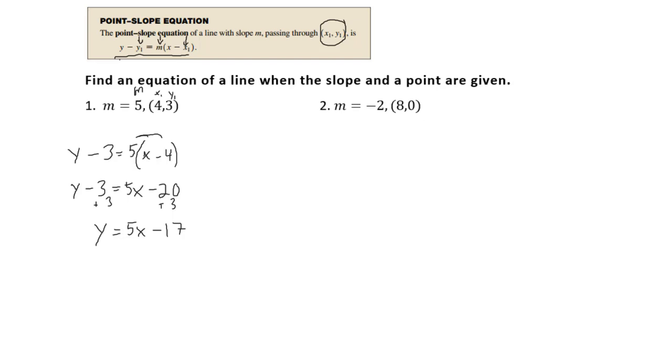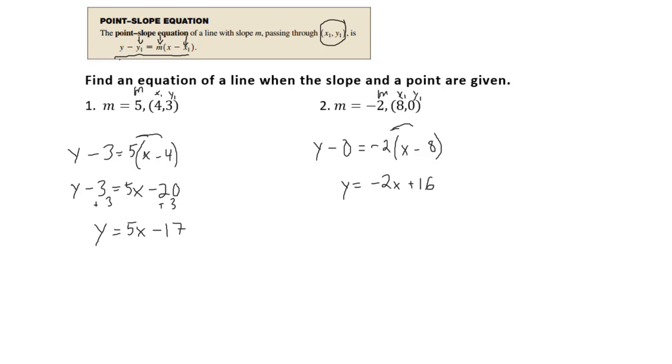All right, let's go ahead and look at the next one. So plug in y minus, and we can identify our x1, y1, and our m. So that's y minus 0, which is going to make it really easy when we need to simplify. Negative 2 x minus 8. Distribute that out, and y minus 0 will simplify to y equals negative 2x plus 16.